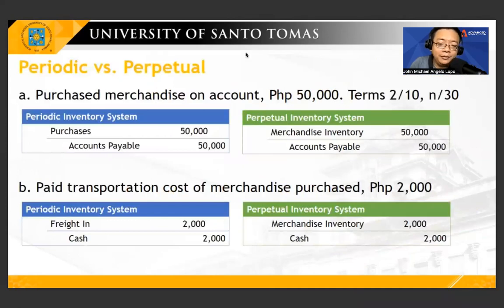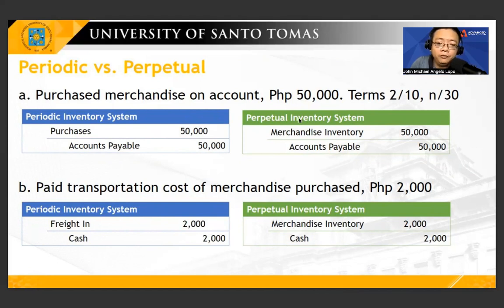Periodic and perpetual. Sige, I have an example, although I mentioned this one in my other template. So, purchase merchandise on account, 50,000, terms 2/10, n/30: a 2% discount if paid within 10 days, and the credit term is 30 days. Under periodic, you debit purchases and credit accounts payable.